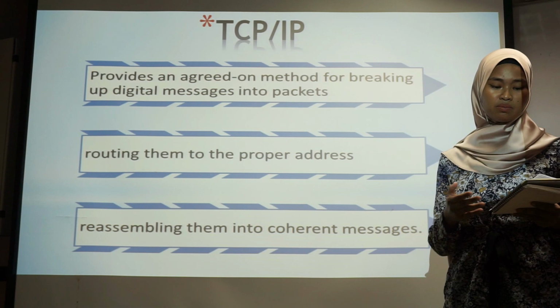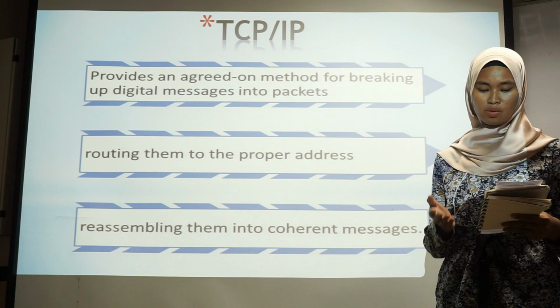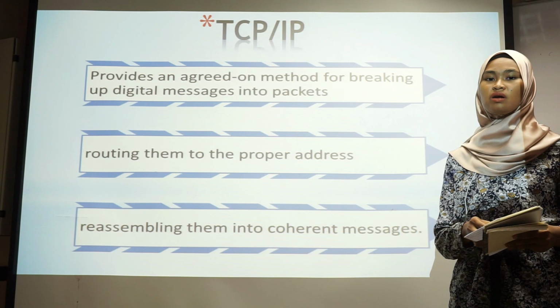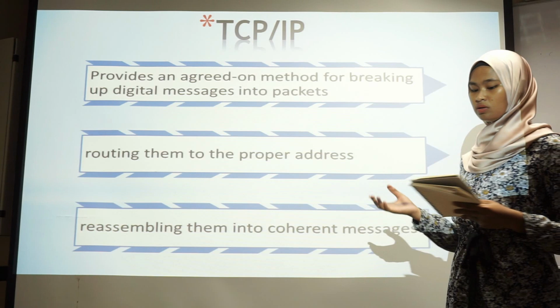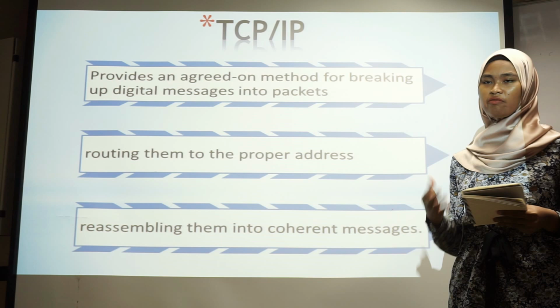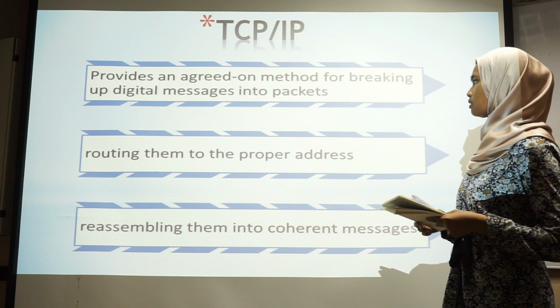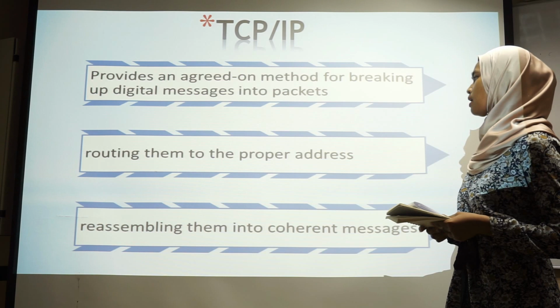So generally, a typical telecommunications network consists of diverse hardware and software components that need to work together to transmit information. Different components in a network can communicate with each other only by adhering to a common set of rules called protocols. A protocol can be defined as a set of rules or procedures governing the transmission of information between two points in a network. TCP and IP provide a universally agreed on method for breaking up digital messages into packets, routing them to the proper address, and then reassembling them into coherent messages.